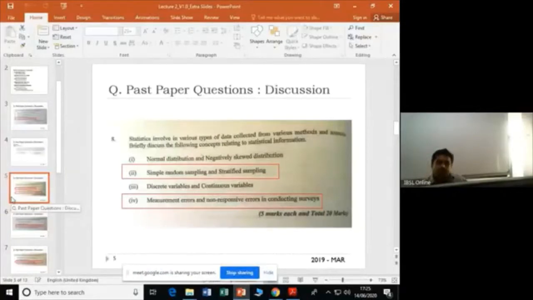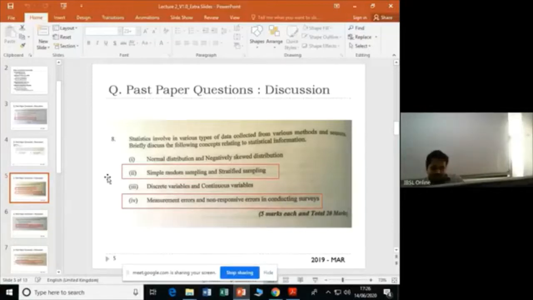This is again coming from a 2019 March paper. Look at question number 8. Statistics. Let's read from my notes. Statistics involves various types of data collected from various methods and sources. Briefly discuss the following concepts related to statistical information. We discussed part number 3 last week. Now you could answer part number 2 and part number 4.